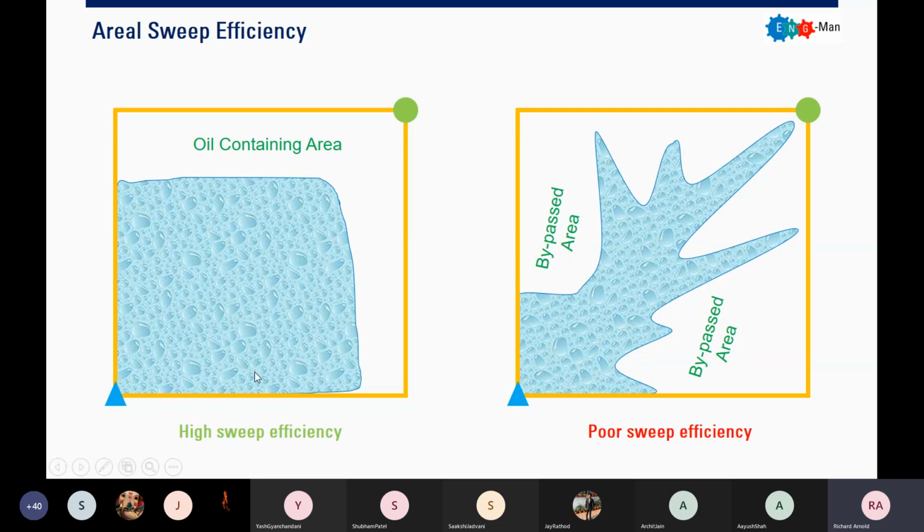Okay, it's quite uniform. But if you have poor sweep efficiency due to mobility ratio, due to heterogeneity, due to reservoir pressure which is not equalized, you will get this profile. A lot of bypassed oil there caused by this poor sweep efficiency. Okay, so it is really different, the performance between high sweep efficiency and poor sweep efficiency.